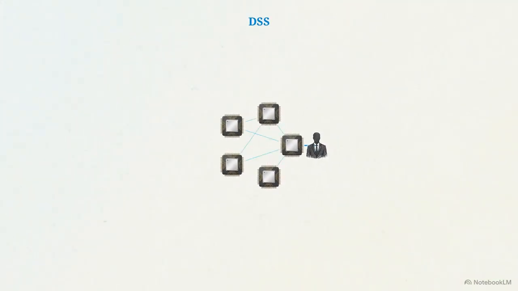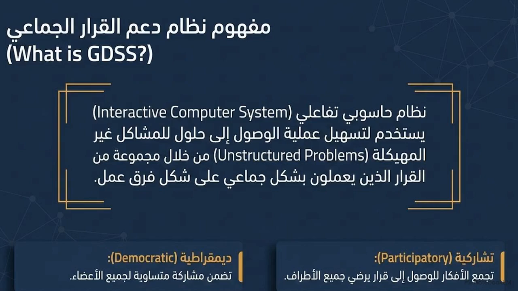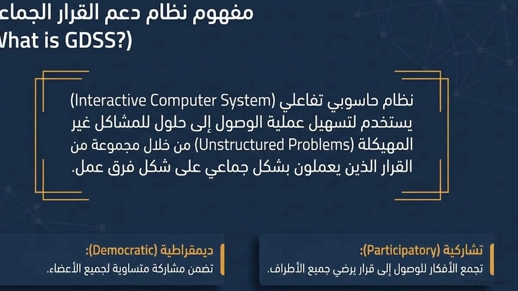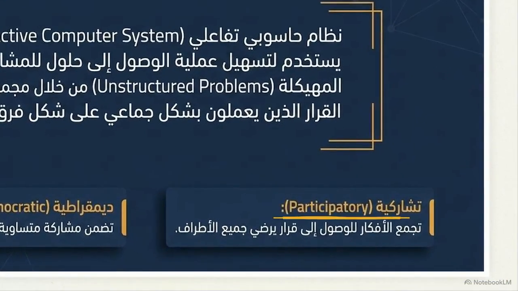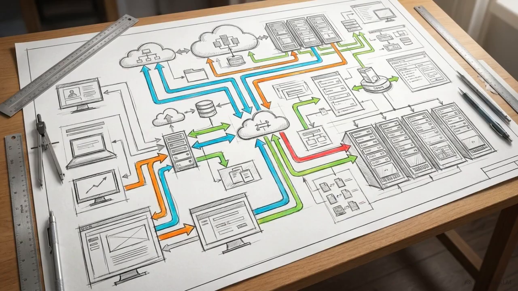And when a team of executives needs to reach a consensus, that scales up to a group decision support system, or GDSS. This diagram defines the core function of a GDSS. It is an interactive computer system designed specifically to facilitate group participation, not a passive dashboard you check once a week. Today, we will look under the hood. We are going to outline the exact step-by-step process required to build and deploy one of these systems from scratch.